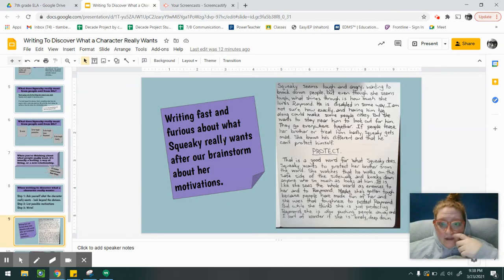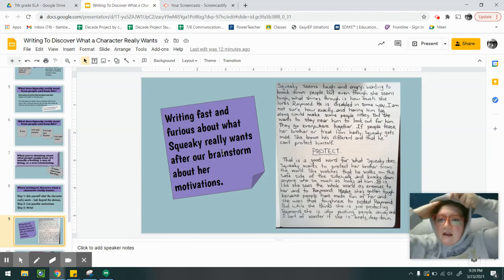Okay. So here's an example of just writing fast and furious about what Squeaky really wants, and her motivations. This is what it might look like when you try this today. Squeaky seems tough and angry, wanting to knock down people, but even though she seems tough, what shines through is how much she loves Raymond. He's disabled in some way. I'm not sure how exactly, and having him tag along could make some people crazy, but she wants to stay near him to look out for him. They go everywhere together. If people tease her brother or treat him badly, Squeaky gets mad. She knows he's different and that he can't protect himself. Protect. That's a good word for what Squeaky does. Squeaky wants to protect her brother from the world.